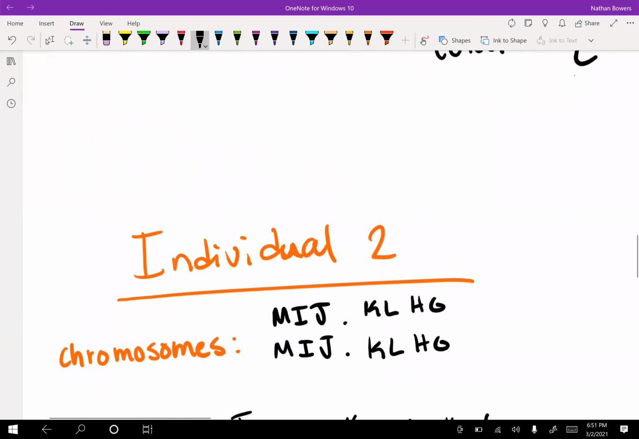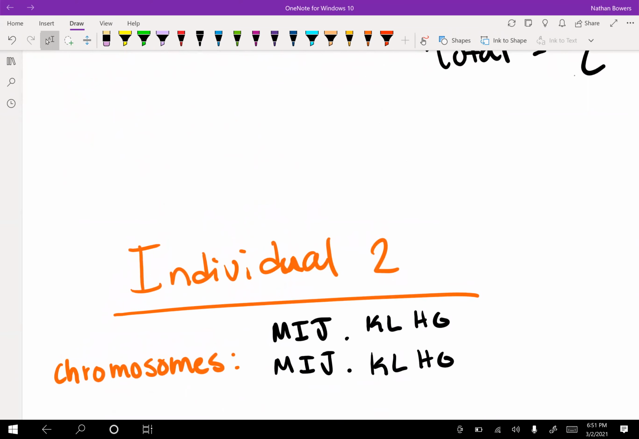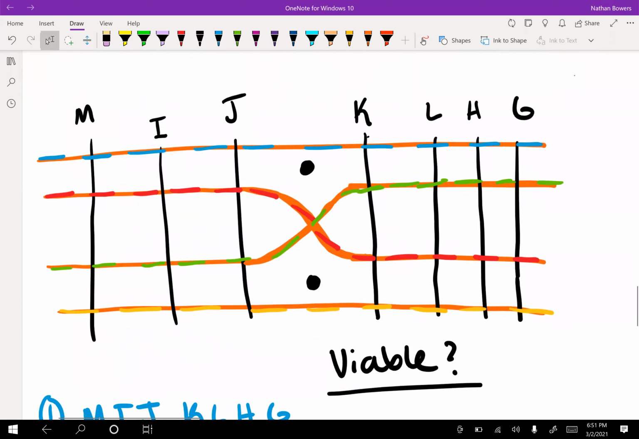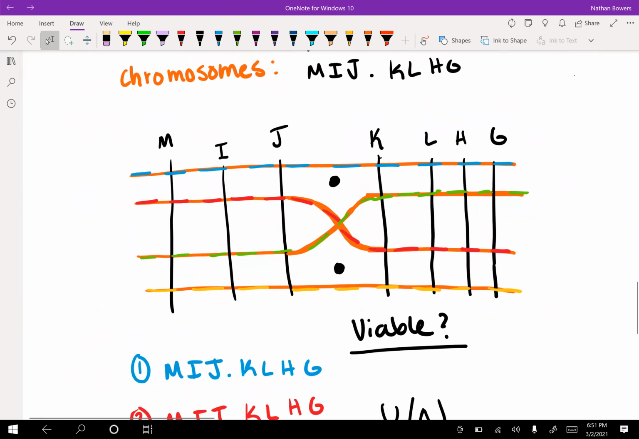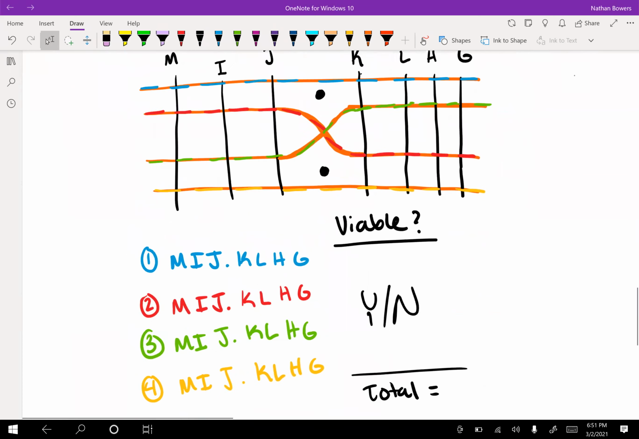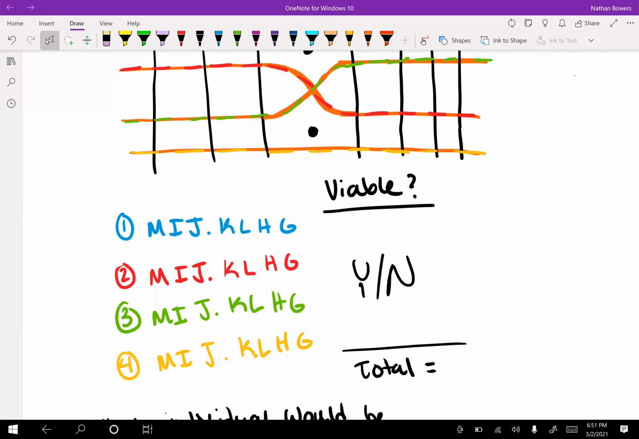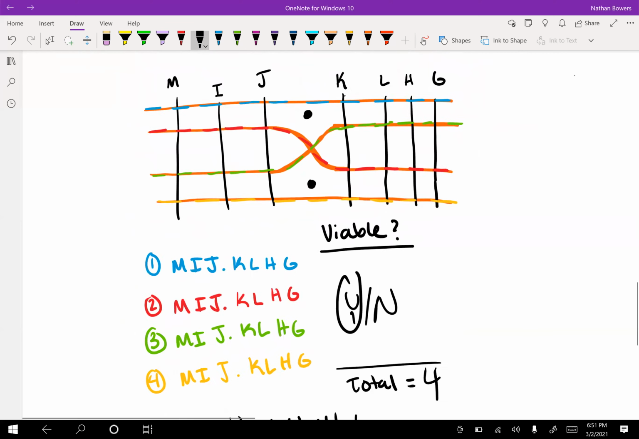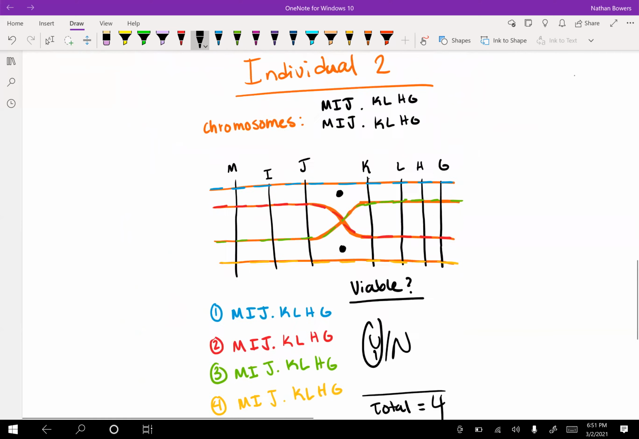For individual 2, we can tell that there are no chromosomal aberrations because it was exactly the same. So we can draw it like this, and as you see, through the same methods as individual 1, we get 4 chromosomes that look exactly the same. And they are all viable because they don't have duplicates and they only have 1 centromere. So we have a total of 4 viable chromosomes for individual 2.